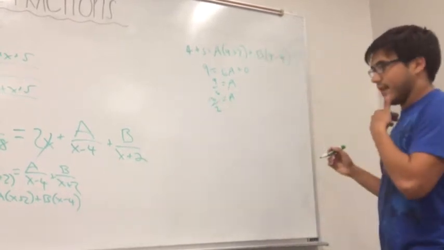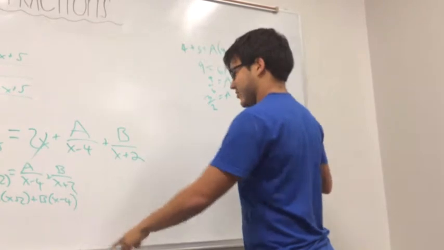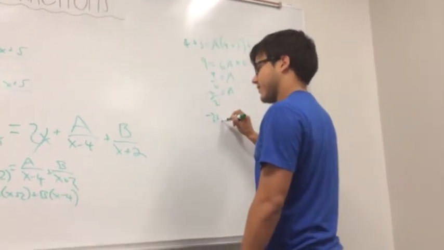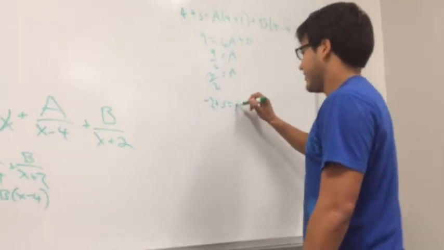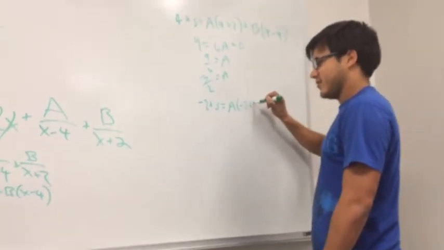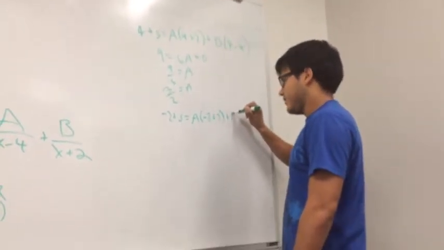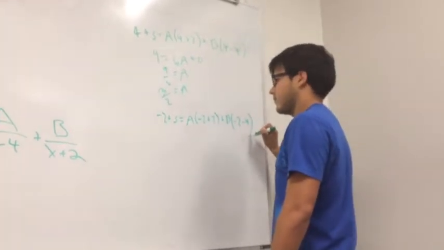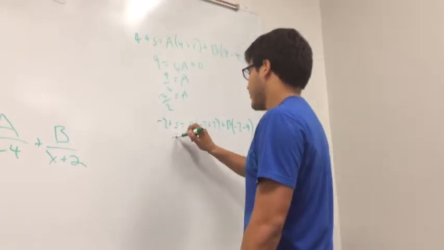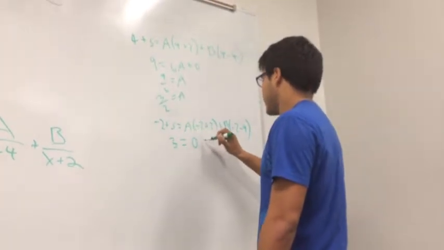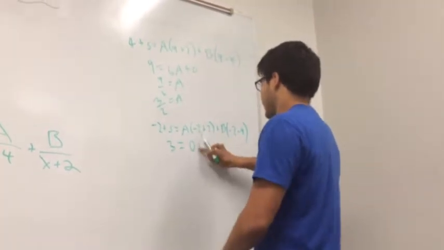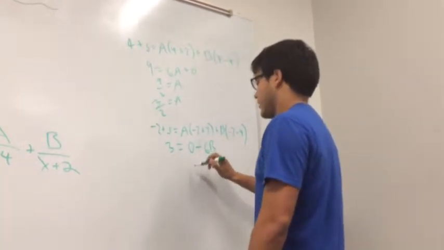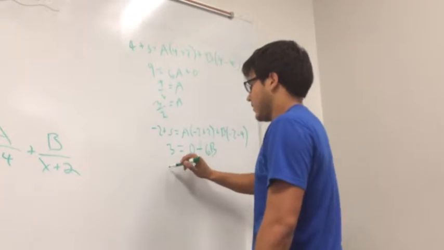So now we have to find B. So you plug in negative 2 to cancel out the A. Negative 2 plus 5 equals A, negative 2 plus 2, plus B, negative 2 minus 4. This would equal 3 equals 0 minus 6B. So that would equal B equals negative one half.